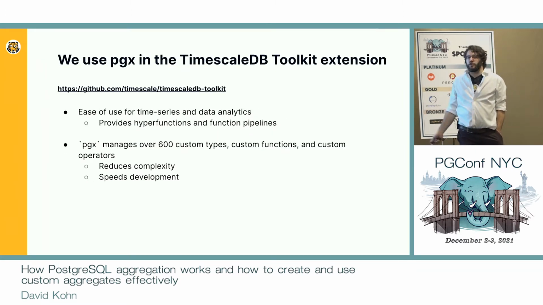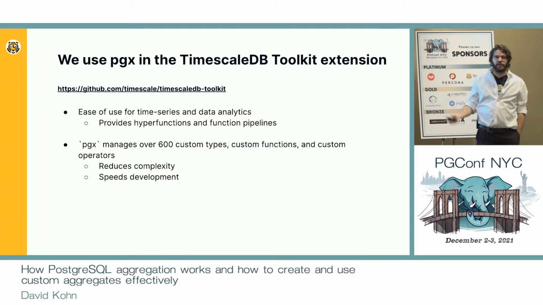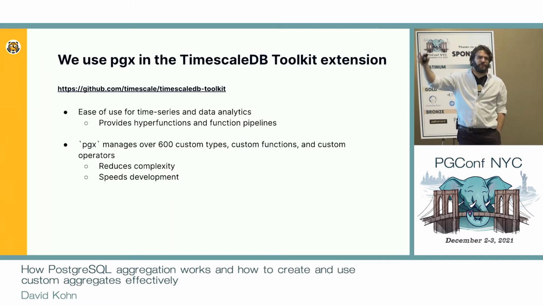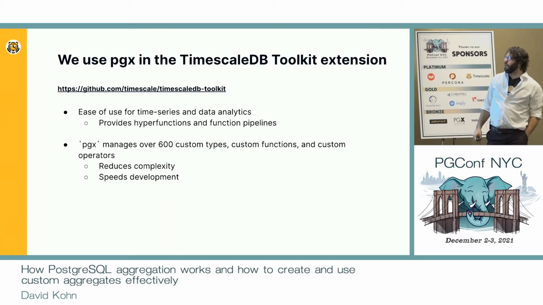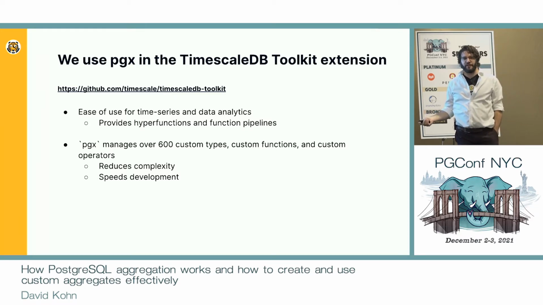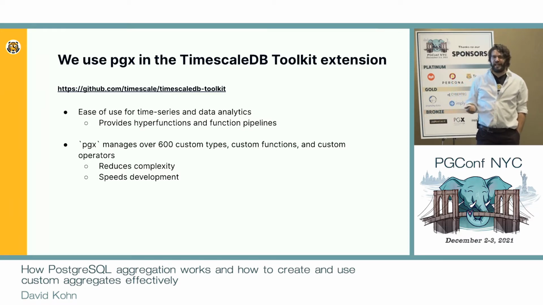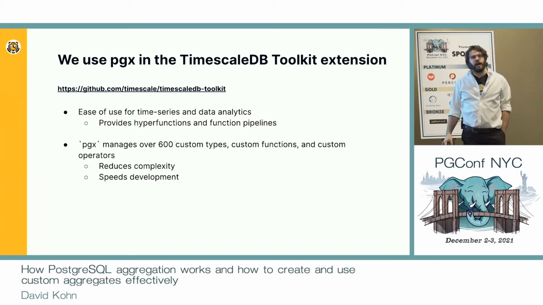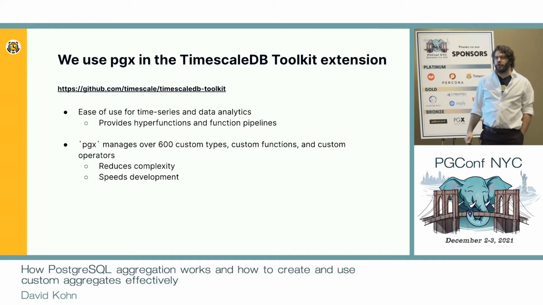So for us, it manages over 600, and this is the toolkit team, the Timescale Toolkit, which has a number of hyperfunctions, which is some of the stuff that we call some of these aggregates that we work with. So we have over 600 custom types and functions that are managed by this, and frankly, if we had to do all of the SQL ourselves, it would really be horrible. It's really nice that it just generates it for you.